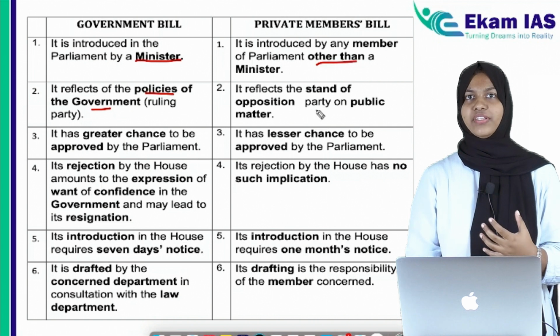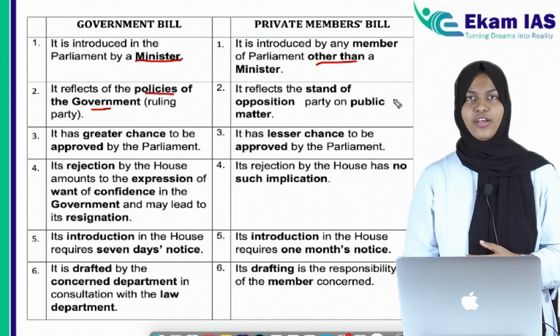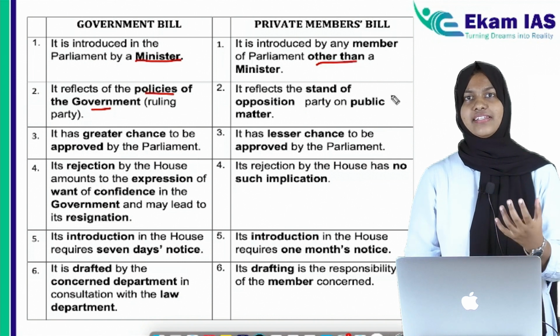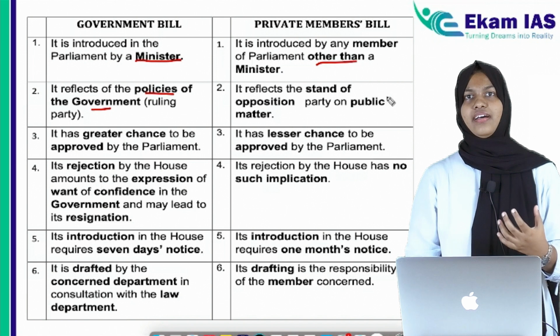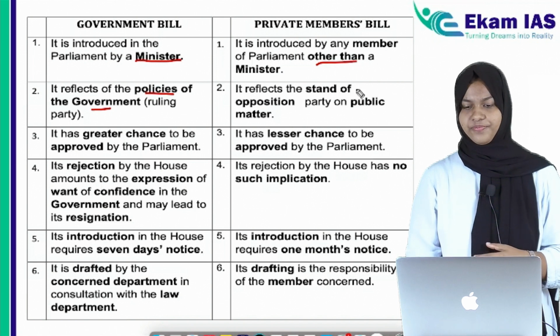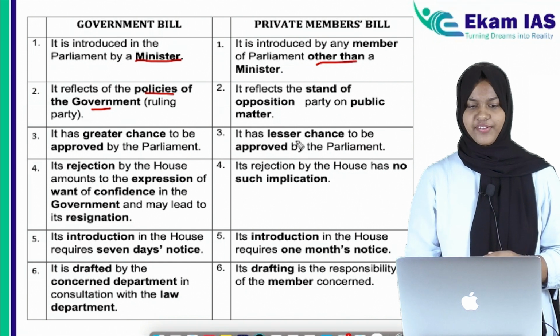Most probably we know that a private member bill can be from the ruling party as well as from the opposition party, and in most cases it will be from the opposition party, and it shows their demands regarding a public issue. Okay, so that was another difference.